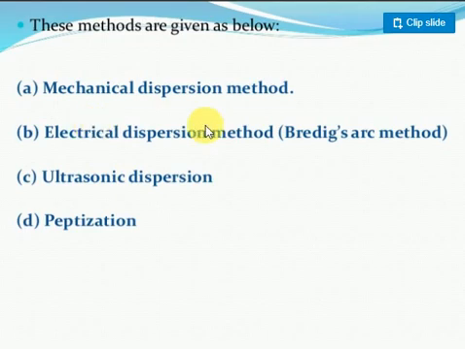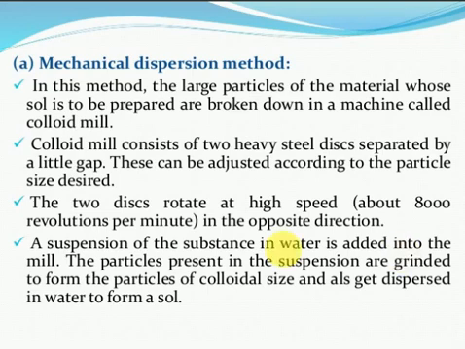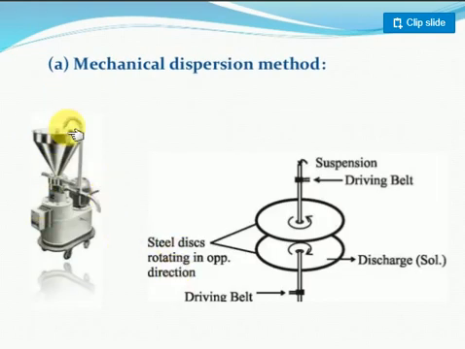Let's come to the preparation methods by physical methods. The mechanical dispersion method is there. In this method, larger particles of the material whose sol is to be prepared, a big lump, are broken into small particles in the range of a colloidal solution. Generally, colloidal mills consist of two heavy steel discs with a little gap between them. Look at the diagram for clarity. They place the material here and rotate it, so the rotation automatically makes small particles in the colloidal size range.